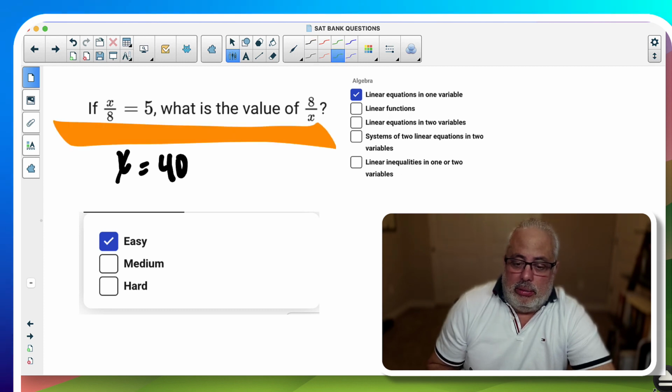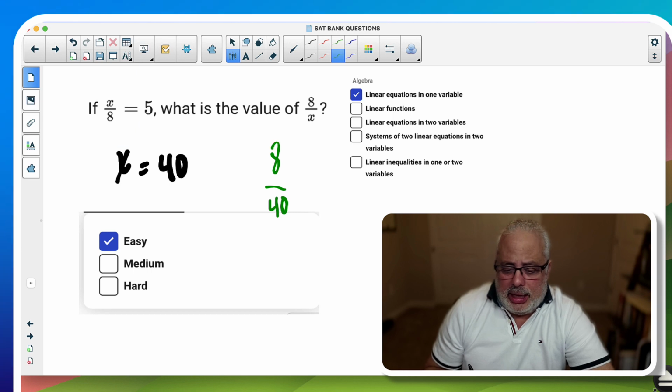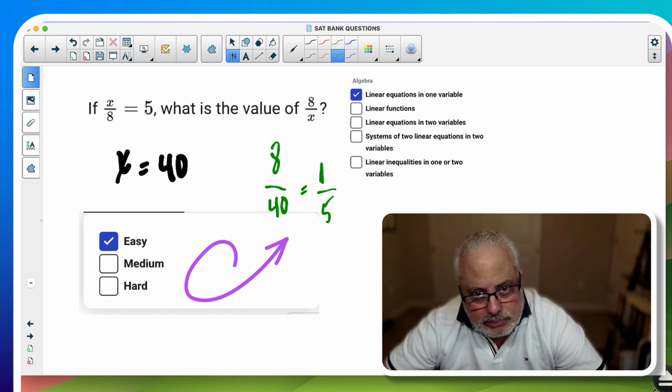And the second part is to come over here and substitute the x by 40. And then you can simplify this. 8 divided by 8 is 1. 40 divided by 8 is 5. The answer here is 1 over 5. That's the idea. Just to show you one easy question.